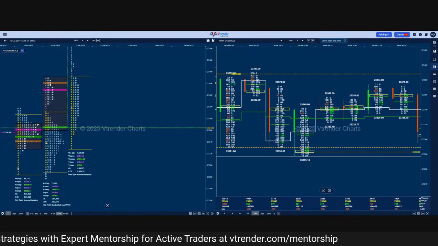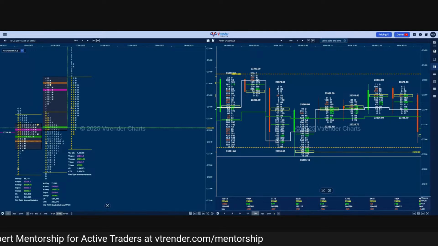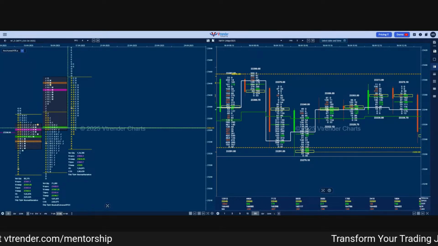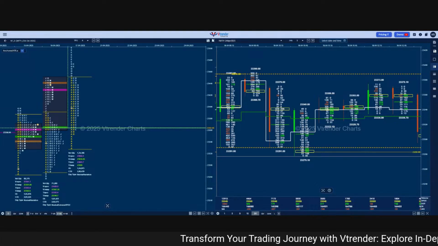We hit the 180R and the 280R targets. So that was a thing of the past. That was almost a month old. But we got another failed auction in the April series last week, and this was on 16th.